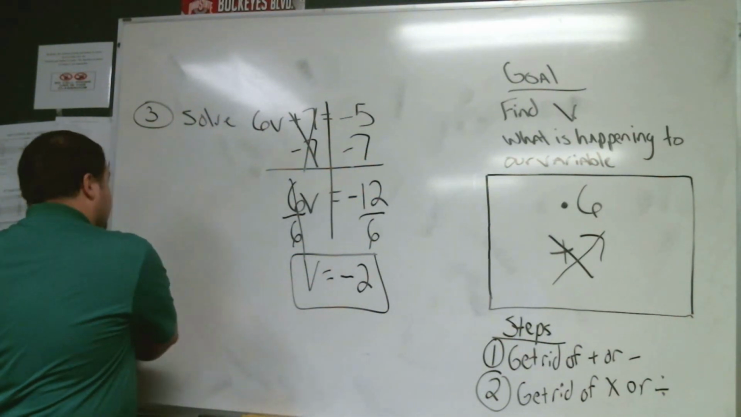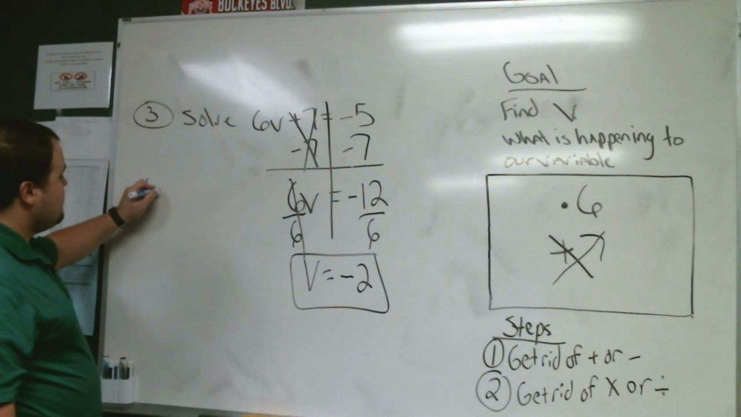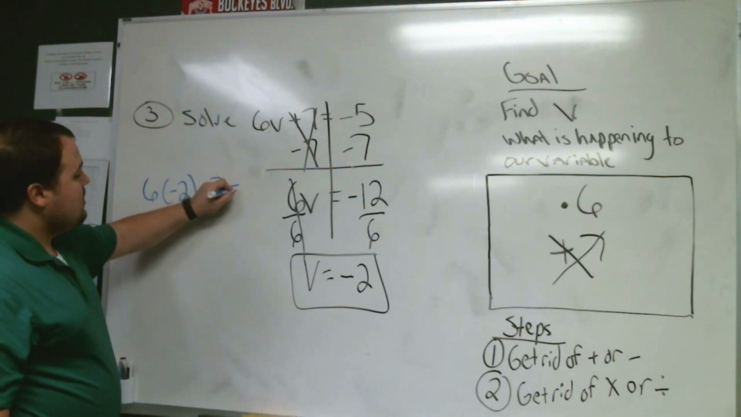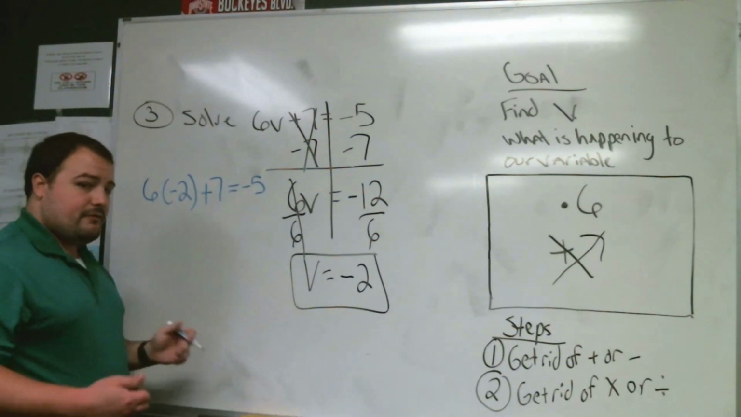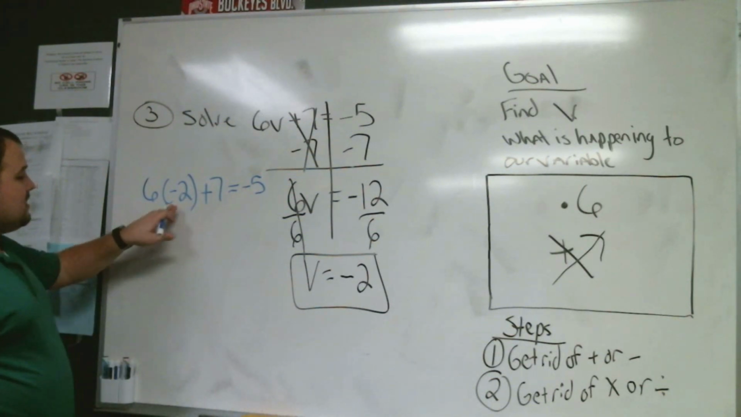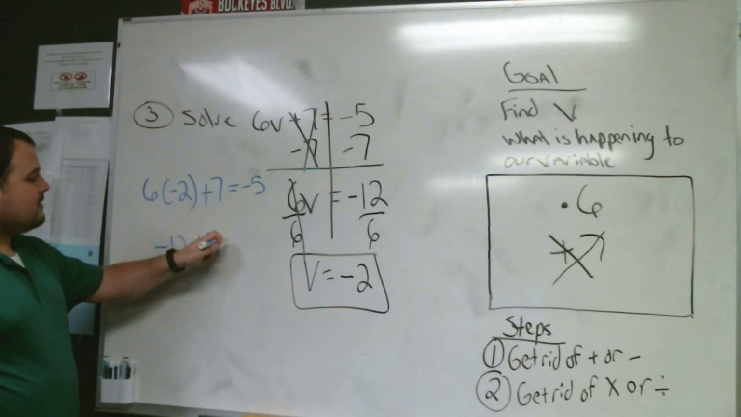I'm going to use a different color. So I'm going to say, if I said 6 times negative 2 plus 7, do I equal negative 5? If I do, I got my answer right. If I don't, I need to go back. 6 times negative 2, that's negative 12. Negative 12 plus 7.